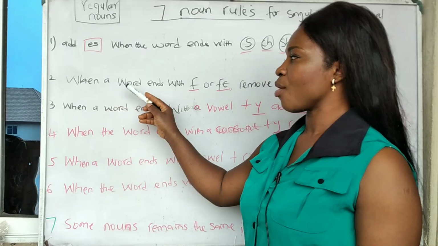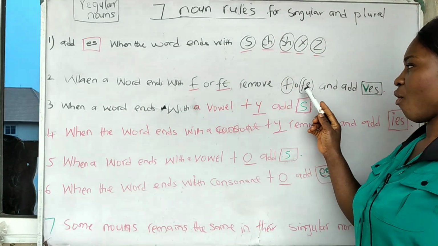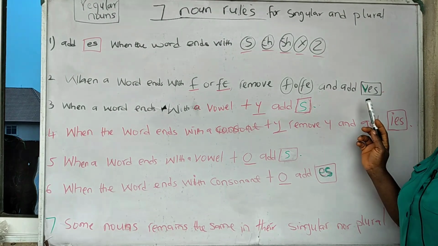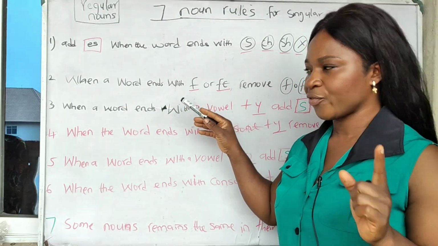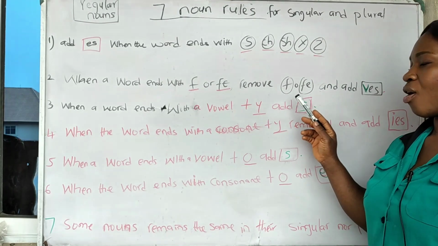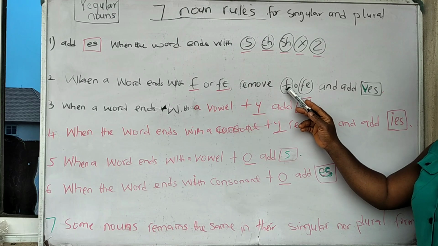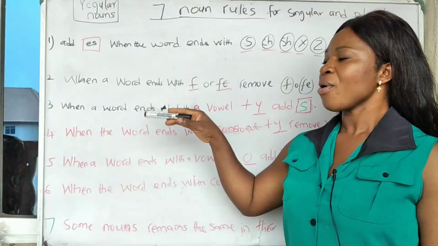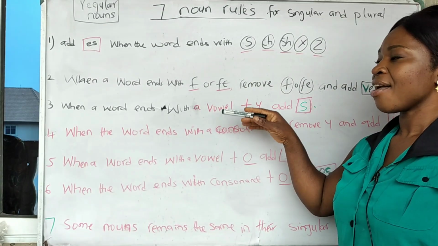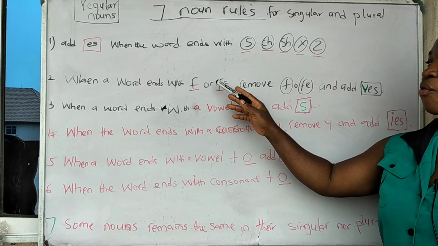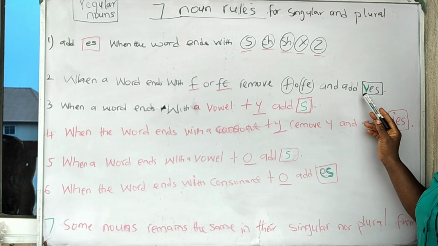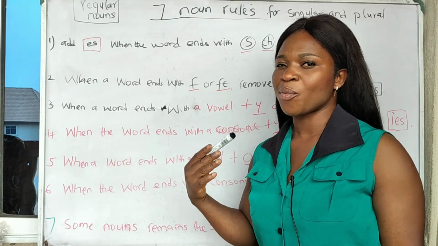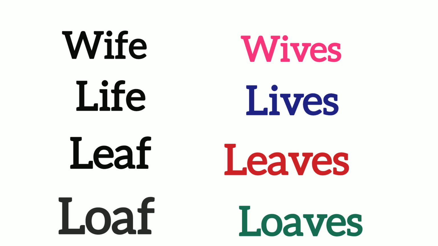Now number 2: when a word ends with f or fe, remove the f or the fe and add ves. Let's take it again. When a word ends with f or fe, remove the f or the fe and replace it with v, then add your es to make it plural. I don't know if you got the gist. This is trying to explain that when we have a noun that ends with f or fe, we remove these and replace them with ves, and automatically it becomes the plural form of that noun. Okay: wife, wives, life, lives, loaf, loaves.